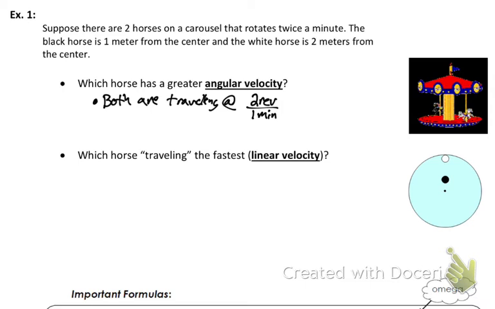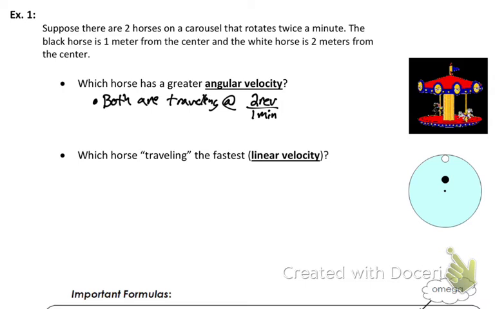They're both rotating at the same speed, right? They're both taking, I have 1 minute to get 2 revolutions. One has to travel further distance in the same amount of time. Which one has to travel further? White. The white one has to travel further.